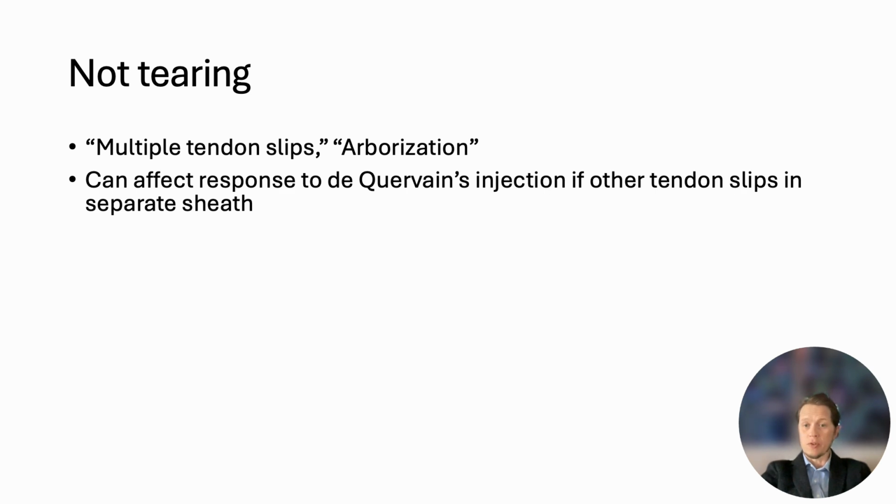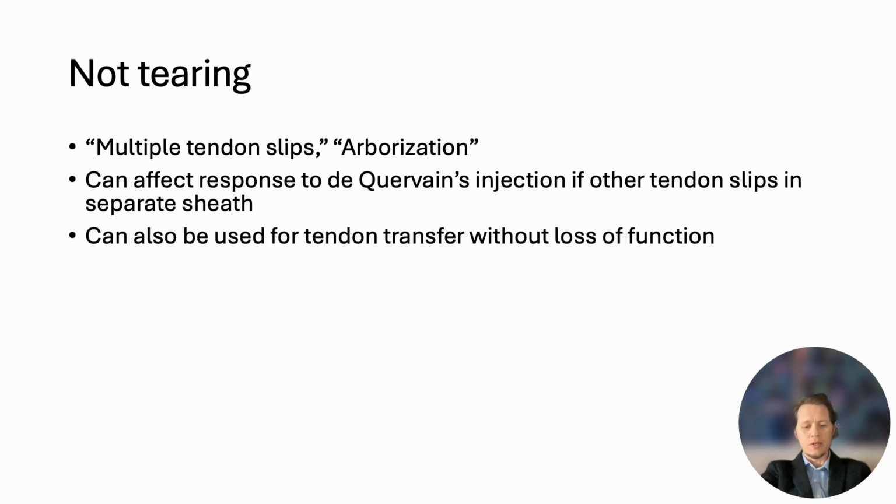If you're going to do a first dorsal compartment injection and you don't hit all of the tendon sheaths and kind of pepper the cortisone all around, you're going to get a partial response. And if you don't do an ultrasound before to see if there's arborization or multiple tendon slips and you just fire away, this is why there's such a variable degree of improvement with the de Quervain's cortisone injections.